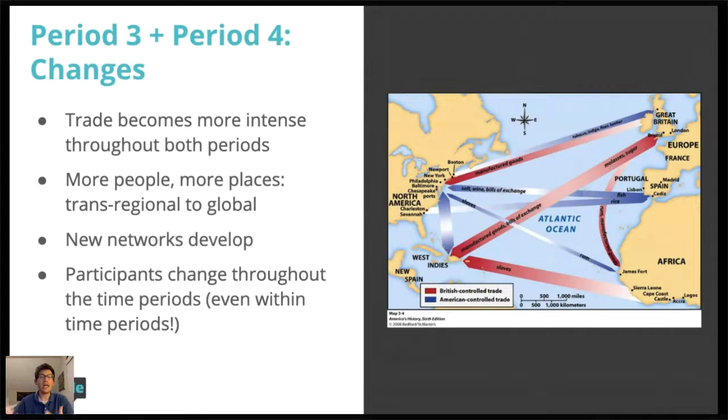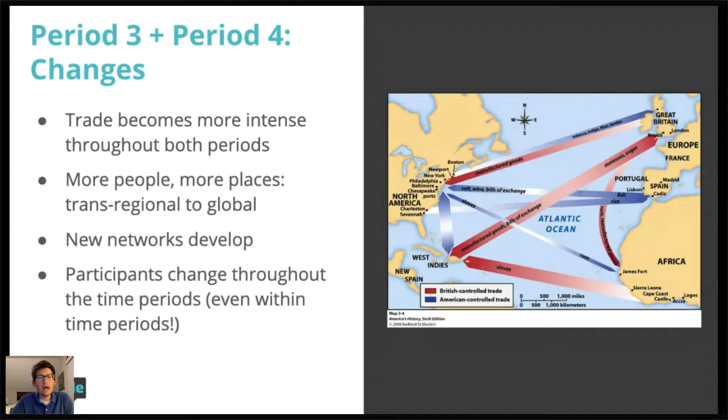We see a change from trans-regional trade in time period 3 to global trade in time period 4. New networks develop. That's a big change, right? The Indian Ocean network isn't going anywhere. The Silk Road, in time period 4, declines. It is not the same trade network that we saw in time period 3, where it reached its height. Instead, we get networks like the Atlantic and the Pacific networks for trade.